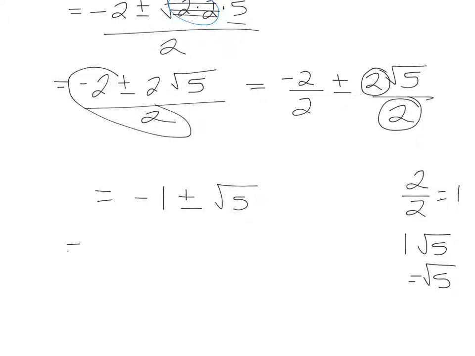So when I type that into my math lab, I'll just do negative 1 plus square root 5, comma, negative 1 minus square root 5, comma, 2. You want to include the 2 because that's what we found in the step above this problem.